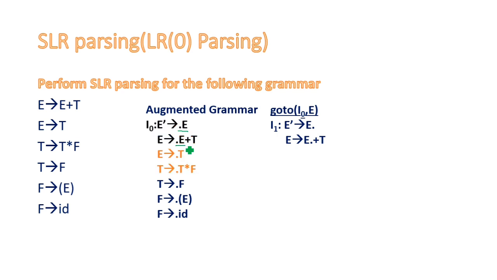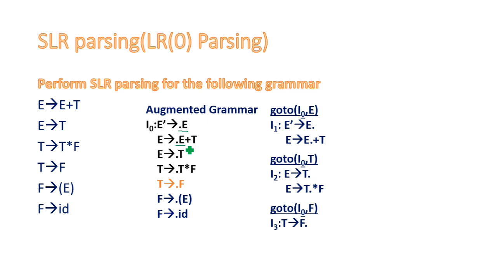Now we have to use goto of I0 comma T. So goto of I0 comma T will have E tends to T dot and E tends to T dot star F. Now we will go for the fifth production, T tends to F. We will name these first sets as item set 1 and item set 2. All these are called canonical LR items. Now T tends to F will be made by goto of I0 comma F, which gives T tends to F dot.